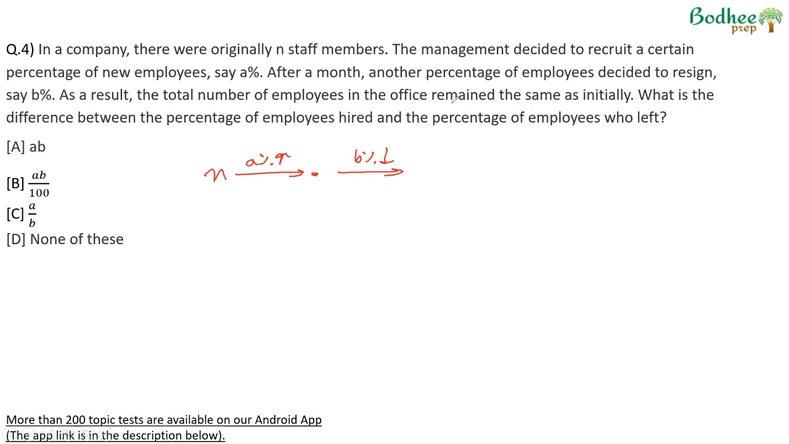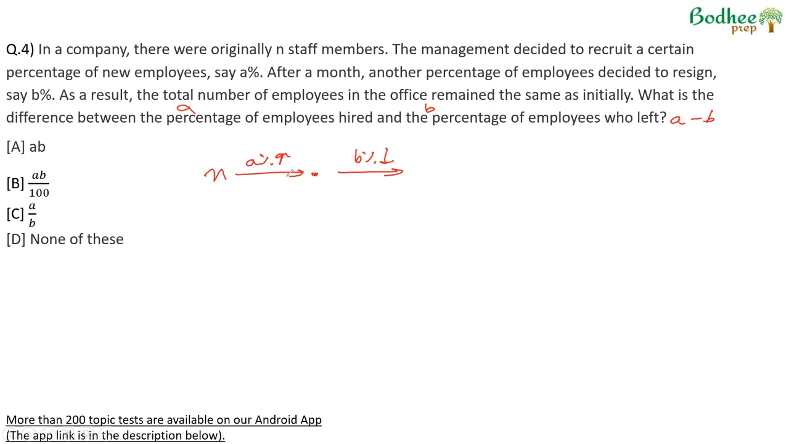As a result, the total number of employees in the office remained the same as initially. What is the difference between the percentage of employees hired and the percentage of employees who left? So basically, we have to find out the value of A minus B, because A% employees were hired and B% employees left.